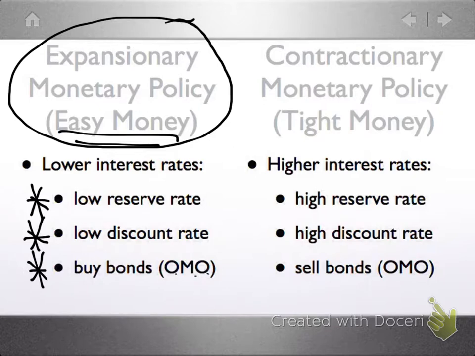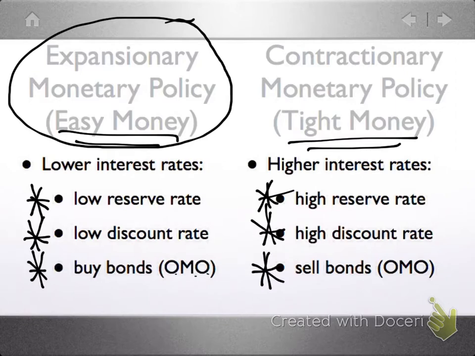Over here, the contractionary monetary policy, tight money policy, as it's also called, is when there's inflation. And when there's inflation, they want to fight the rising prices through raising the reserve rate, raising the discount rate, and selling bonds through open market operations.